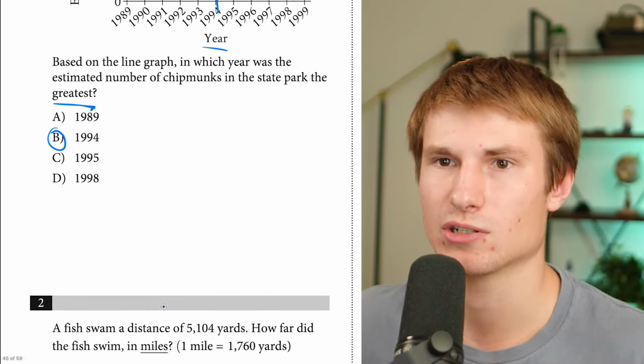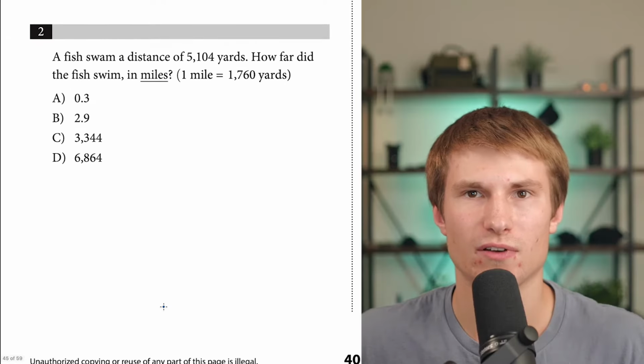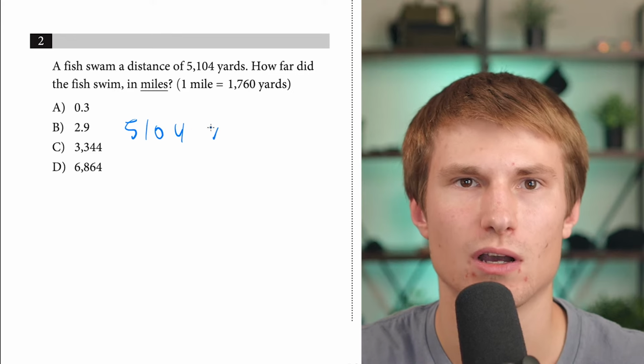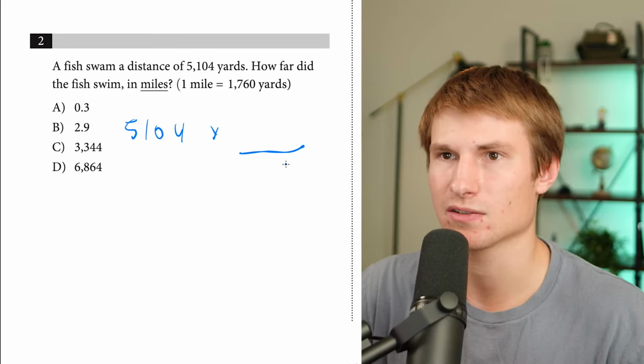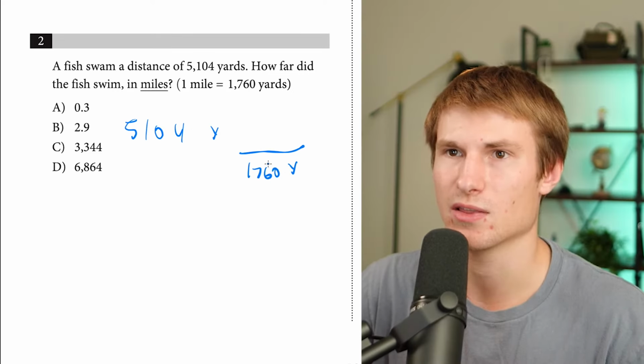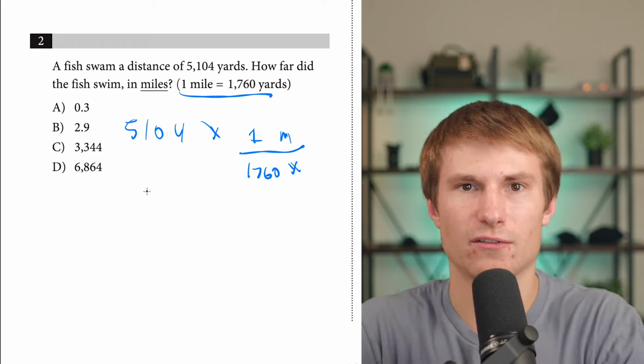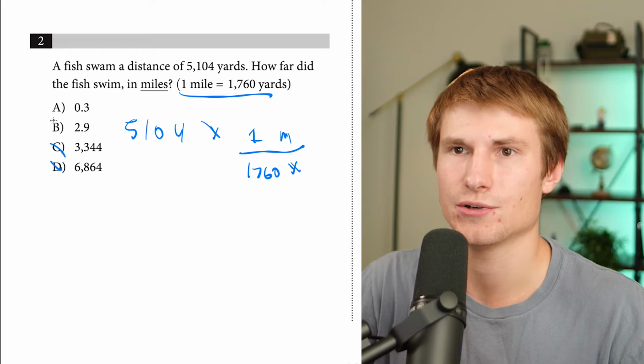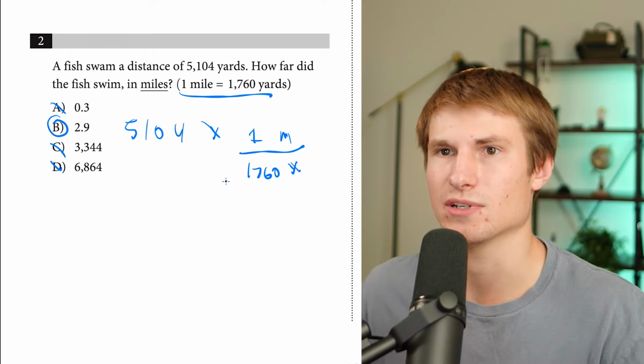Moving on to question number 2. A fish swam a distance of 5,104 yards. How far did the fish swim in miles? We take our 5,104 yards. I'll use y for yards. We need to cancel out our yards, so we've got 1760 on the bottom from our conversion here, and 1 mile on top. Yards will cancel, and we'll be left with our answer in miles. So we've got 5,104 over 1760. If you put that in our calculators, that's going to give us 2.9. So our answer there has got to be answer choice B.